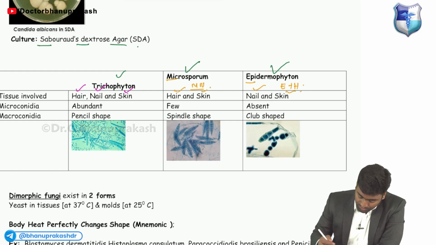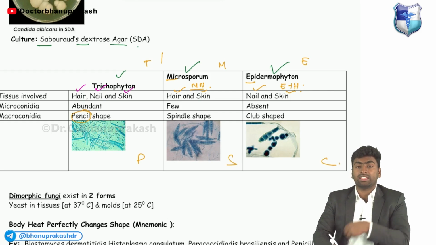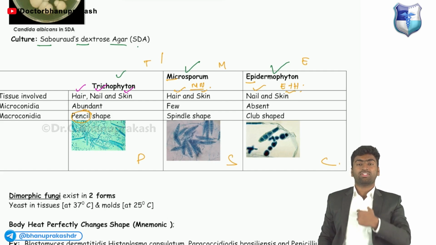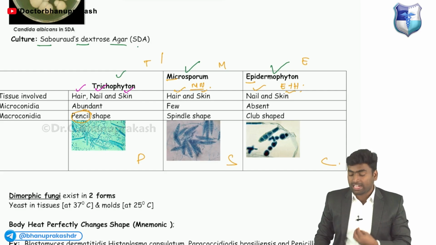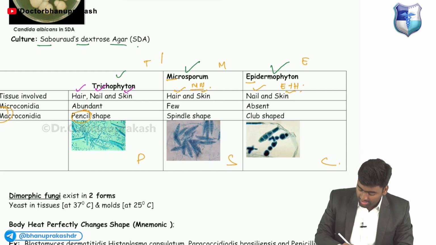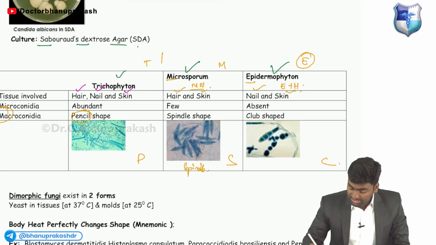Trichophyton, if you are able to see, you will see macroconidia which are longitudinal and simple. It is pencil shaped. It is pencil shaped macroconidia. Okay, whereas Microsporum will have spindle shaped macroconidia. Whereas Epidermophyton will have club shaped macroconidia.